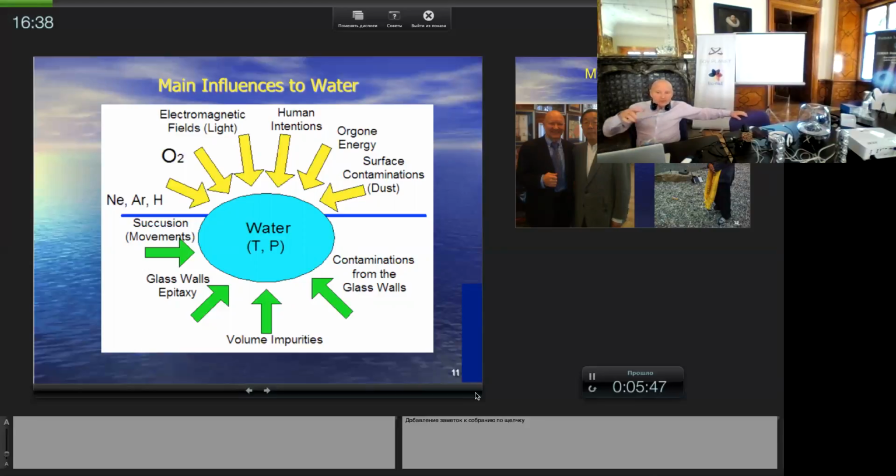Of course, water absorbs all contaminations because water is the best solvent. You know that water can dissolve practically everything. Even glass may be slowly, very slowly dissolved by water, but very slowly, of course. And of course, water changes under movement. So movements totally change water structure.